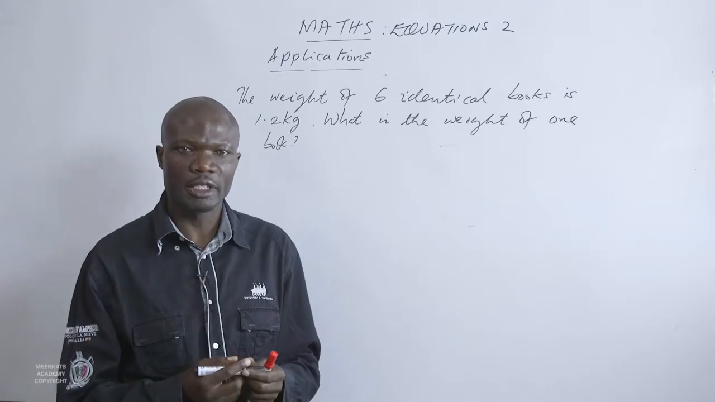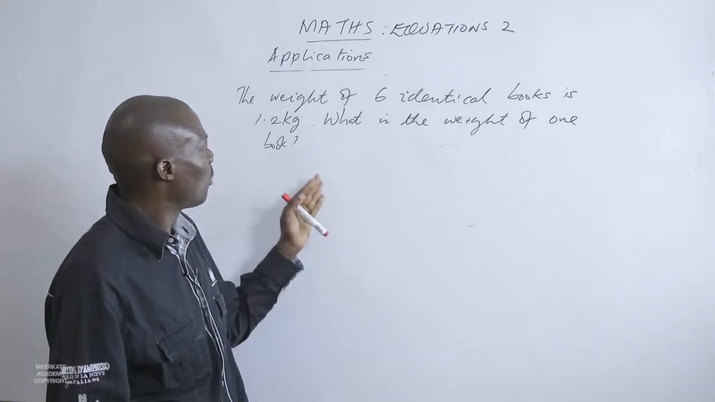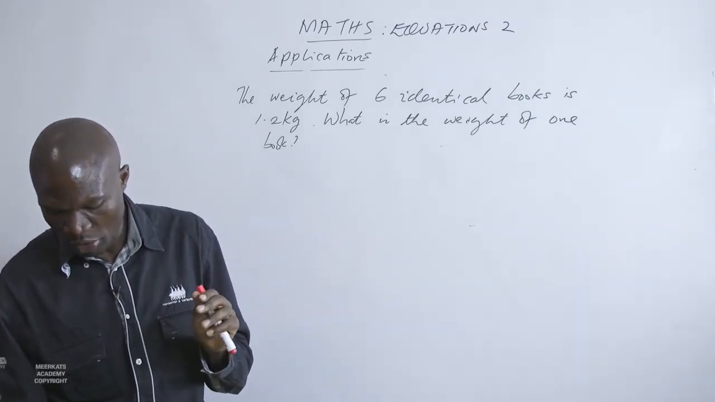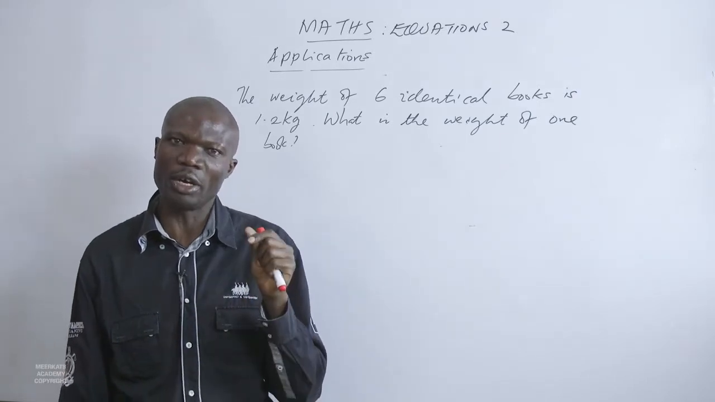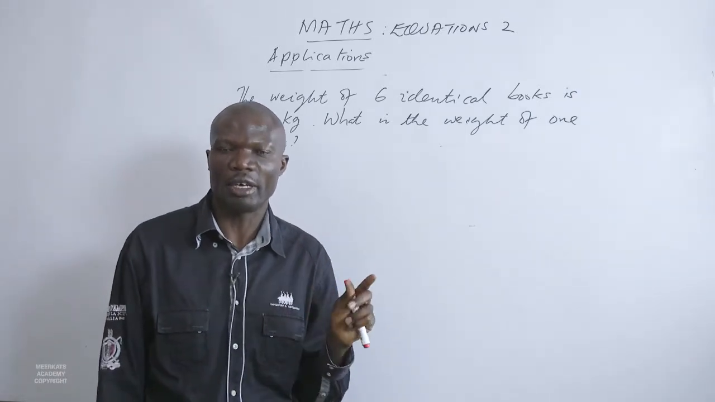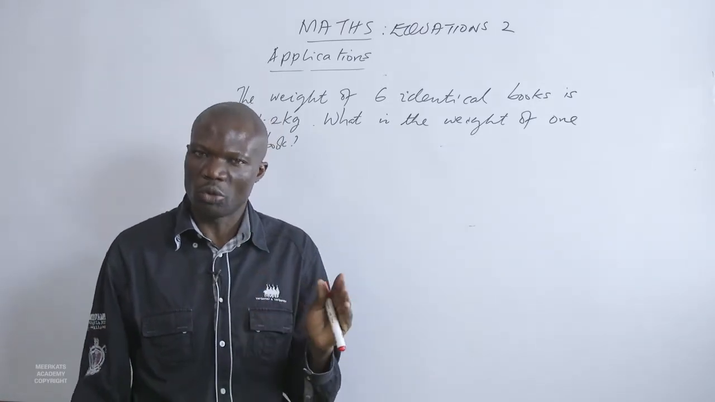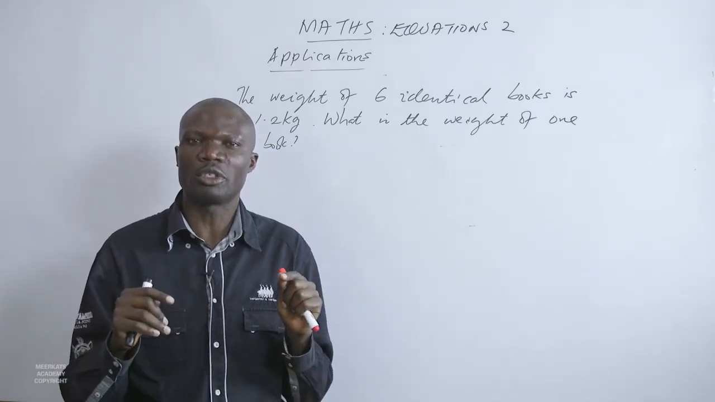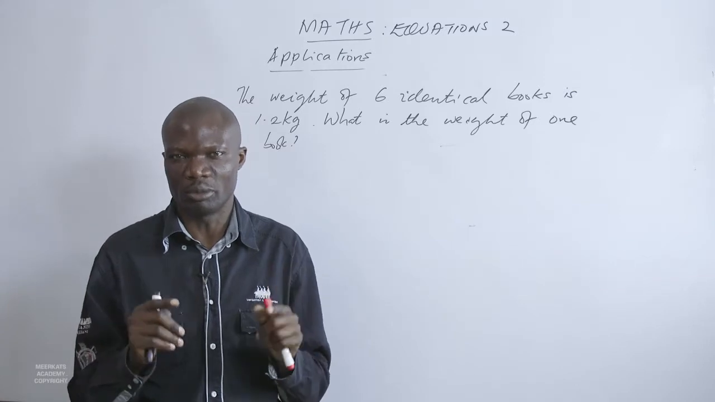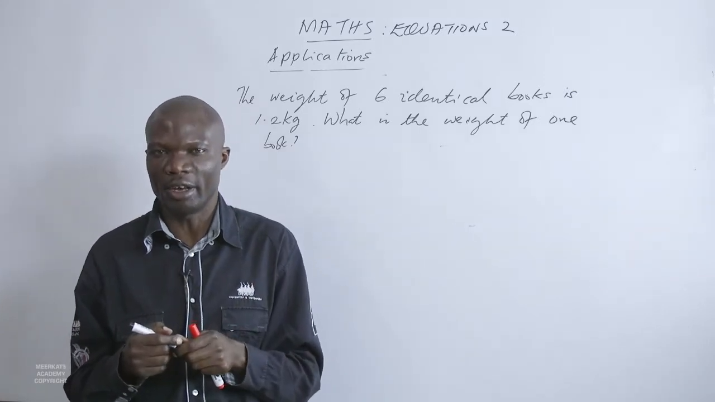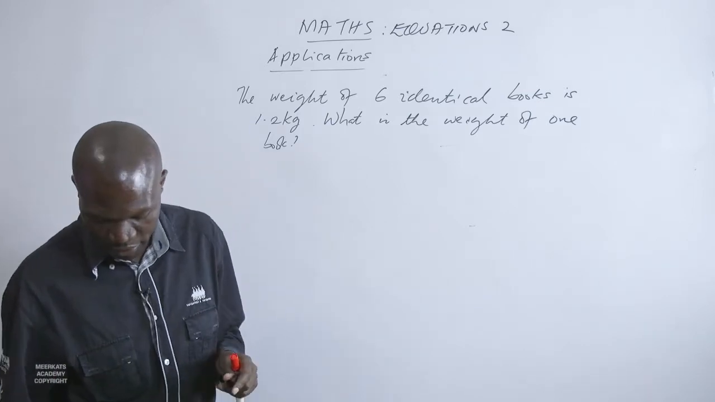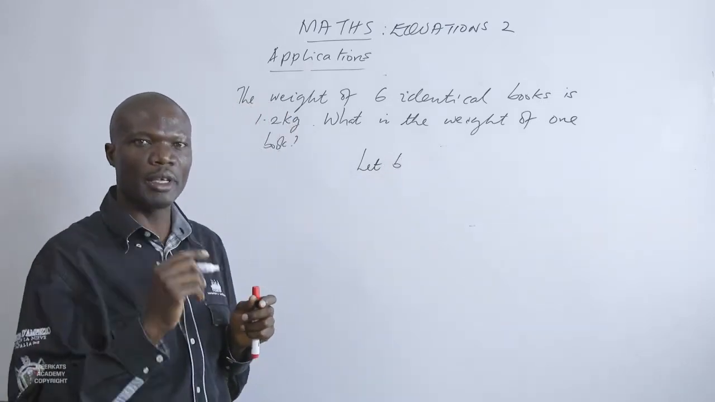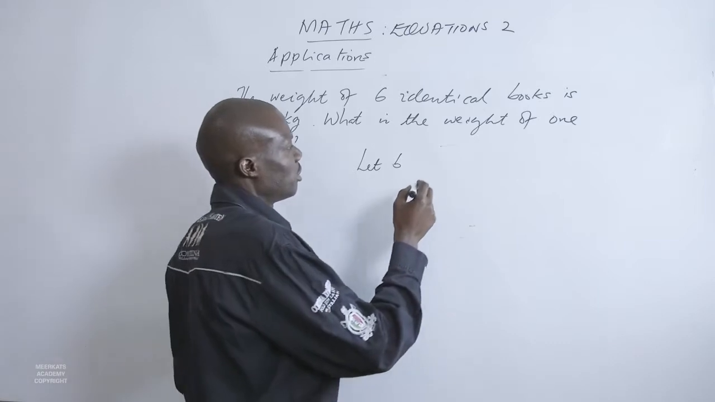To solve this, we require that we assign a pronumeral for the unknown. And what is unknown here? The unknown here is the weight of one book. We know the weight of all the 6 identical books, but we do not know the weight of one book. So let us assign a letter, and I'll say that let B be the weight of one book.